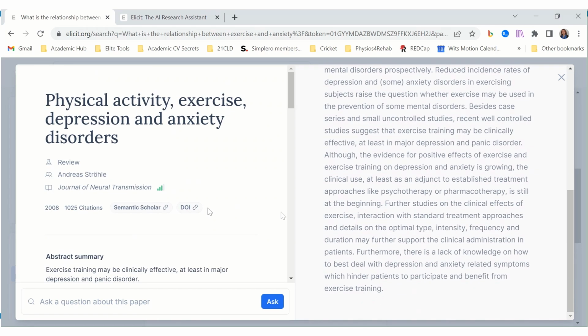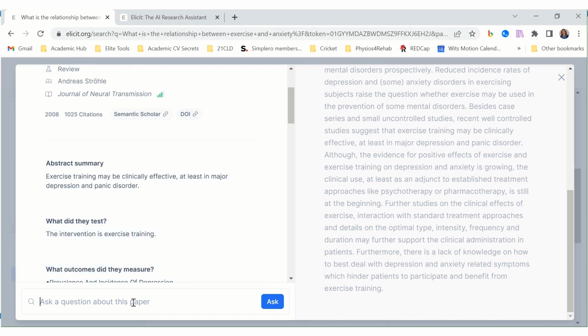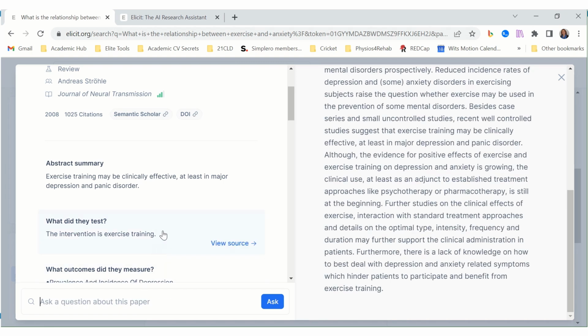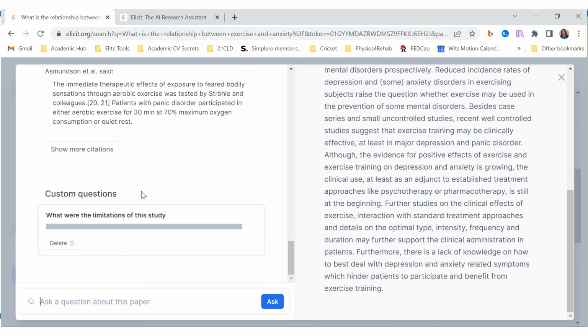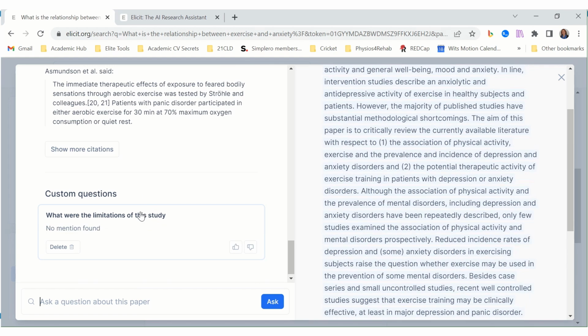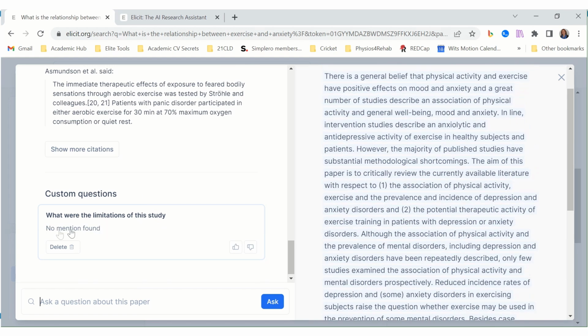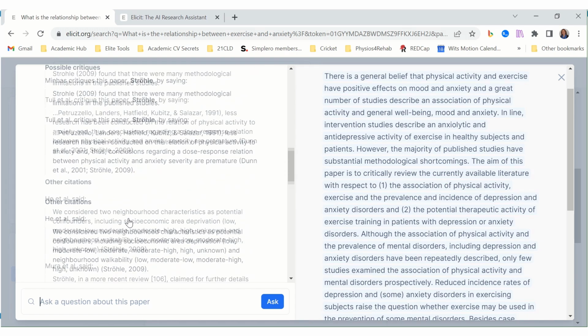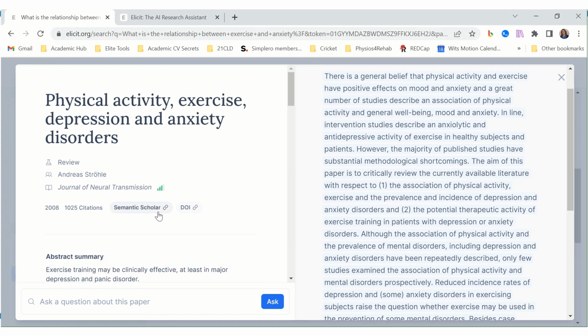Now here we have the abstract and here we can ask a question about this paper. What were the limitations of this study? Let's check what it gives us. And there was nothing mentioned. And you can ask a follow-up question. And of course, you can spend some more time on it.